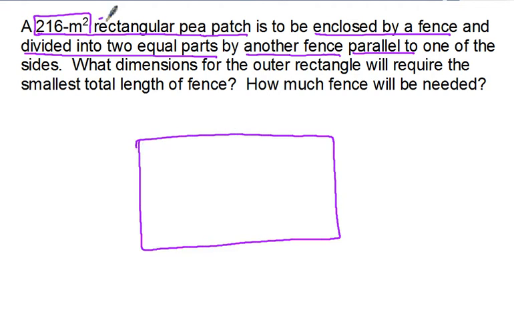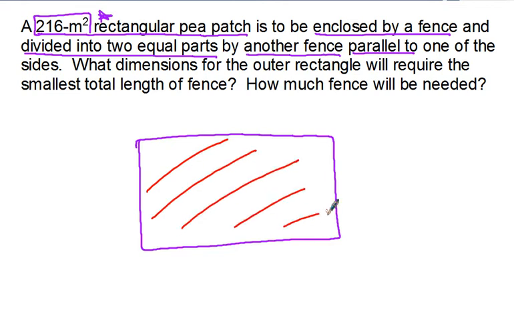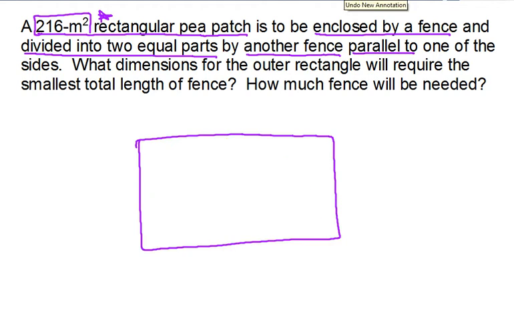Alright, so I'm just going to draw this p-patch, and I'm told that the area is 216 square meters. So altogether, this right here would be 216 square meters. Let me just make a little note of that. The area of the p-patch is 216 square meters, and it's arranged in a rectangular fashion. We then want to enclose a fence, so the purple line is a fence, and we want to divide it into 2 equal parts.